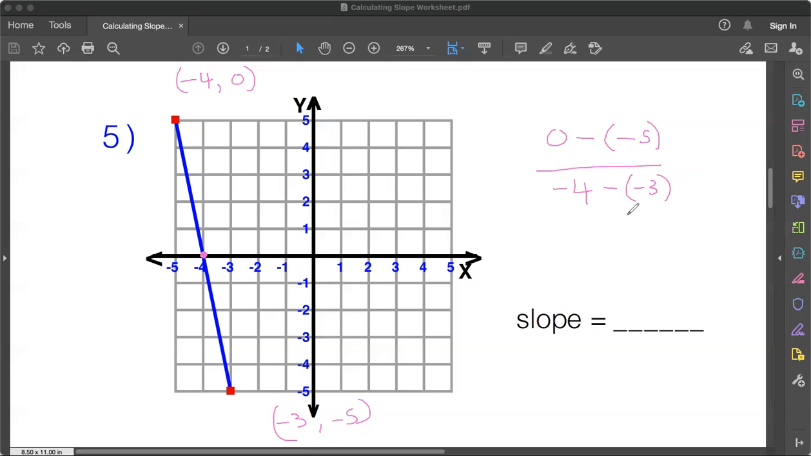Now use -3 and -5. All right, so that is 5 over, you sure that's 7? This becomes a positive: -4 plus 3. So I think that would be -1 in the end. Let's see if it makes sense. 5 down, 1, 2, 3, 4, 5, and -1.